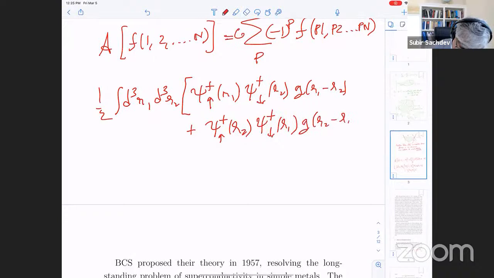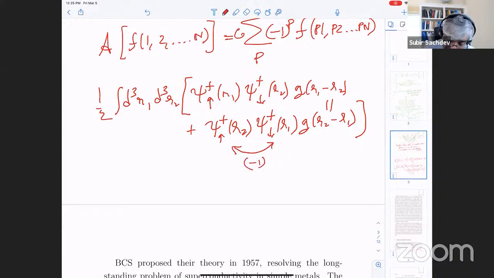Okay, now I haven't done anything other than relabel R1 and R2. But now notice that this is equal to this. These two are equal. And then if I interchange these two, if I take this here and tag that there, I pick up a minus sign. And then I get the same thing.